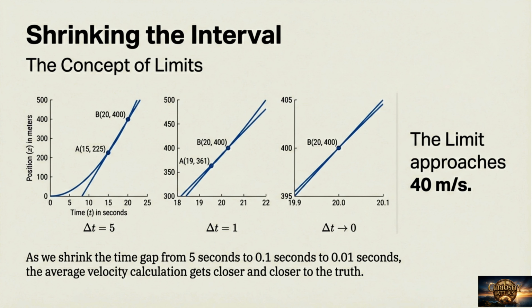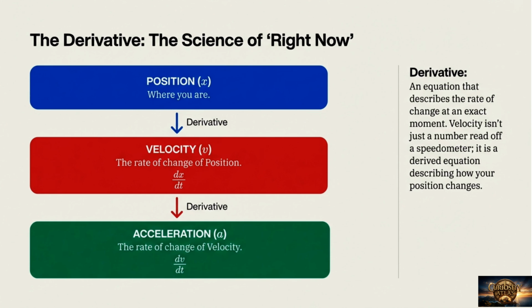To find the instantaneous velocity, we use the concept of limits, shrinking the time interval. As the time gap approaches 0, the average velocity calculation gets closer and closer to the actual velocity of 40 meters per second. The derivative is the science of right now. It is an equation that describes the rate of change at an exact moment. Velocity is the derivative of position, and acceleration is the derivative of velocity.